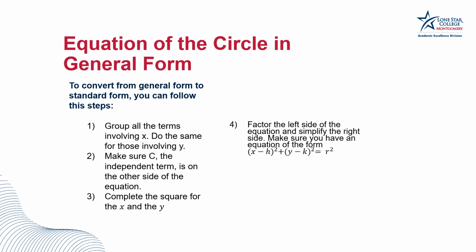Then what you do is after you do that, you factor the left side of the equation and then simplify the right, and make sure you're in the center radius form, x minus h squared plus y minus k squared is equal to r squared.